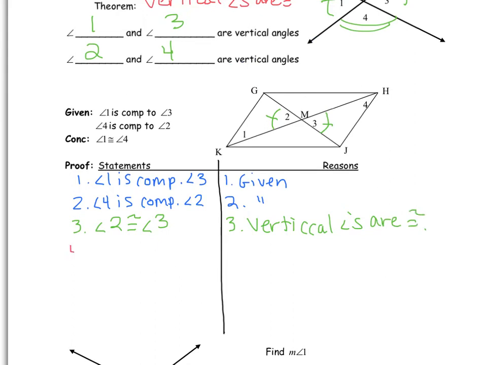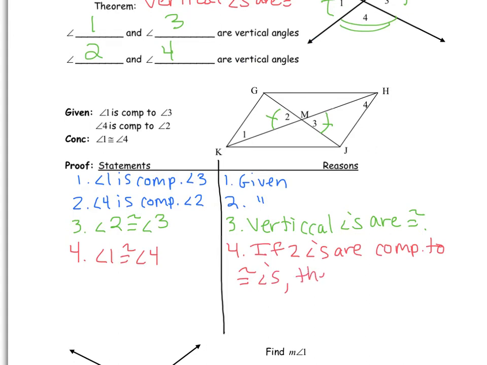Now, we're ready for our step 4, which is that angle 1 is congruent to angle 4, because if angle 2 and 3 are congruent, and 1 and 4 are complementary to those, we can use the theorems we learned at the beginning of this chapter. If two angles are complementary to congruent angles, then they are congruent to each other.